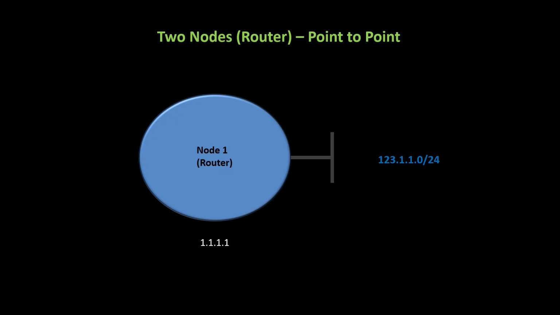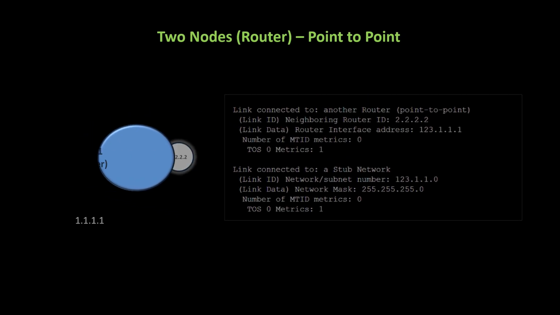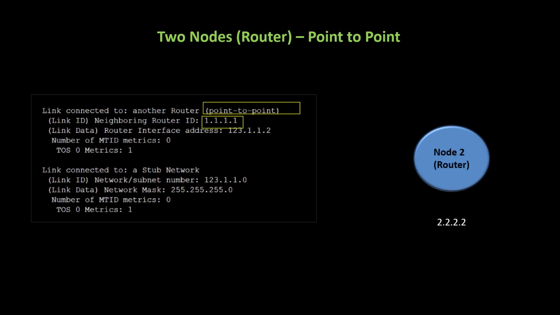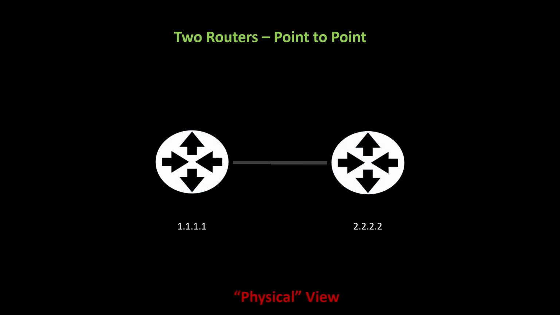Router 1 is connected to the network 123.1.1.0/24 and also connected to router 2. Router 2's type 1 contents are similar to that of router 1. Router 2 has a point-to-point connection to router 1. The SPF and physical view are still identical. With all that out of the way, let me get to the part about partial truths.